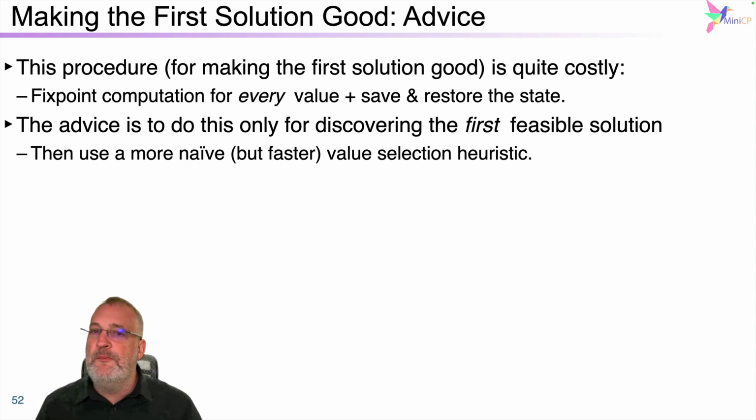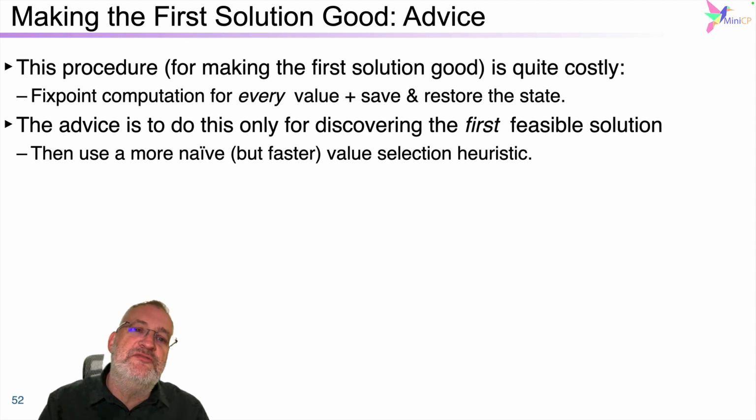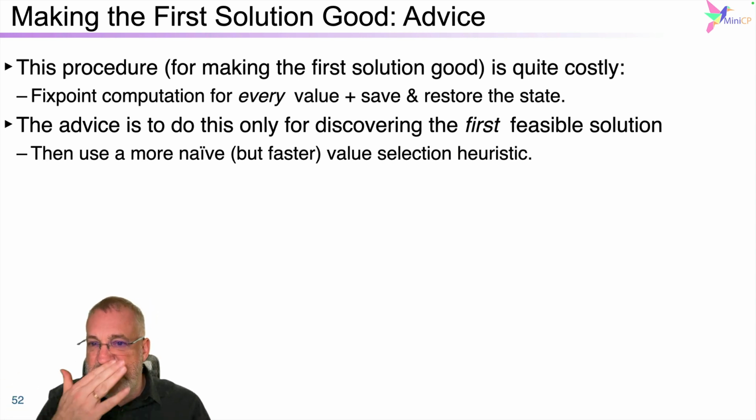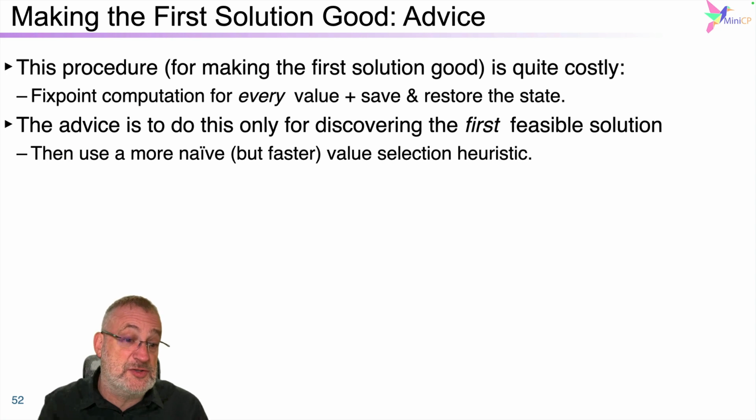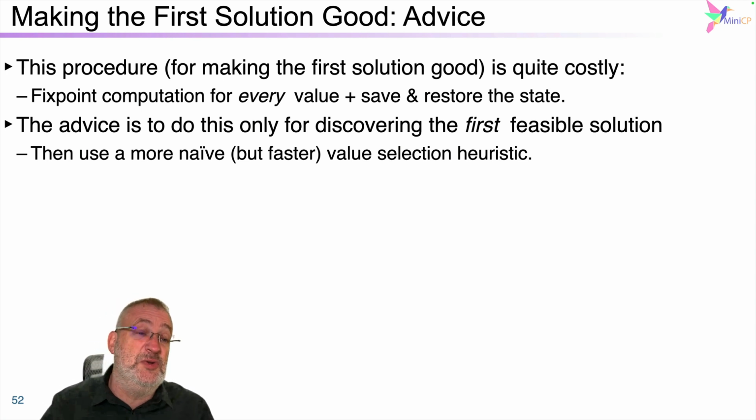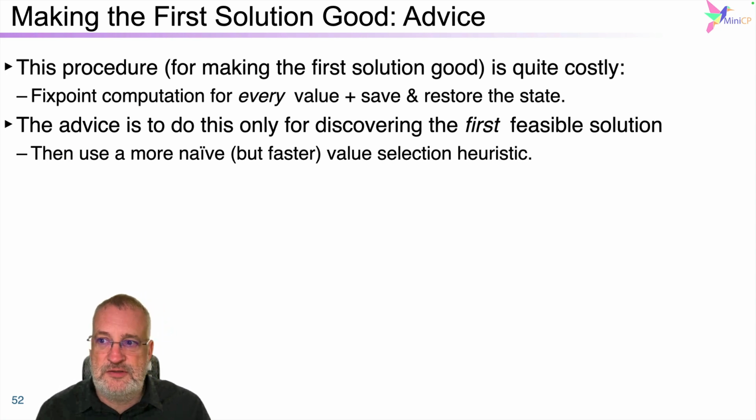This procedure for making the solution good is very costly, right? Because we're kind of not simulating, but trying every value and doing a full propagation to see the impact on the objective. So we save the state, we propagate, and then we throw everything away, we restore the state just for the sake of figuring out. So if there are 100 values in the domain, we're going to do that 100 times. That's quite a lot, right?